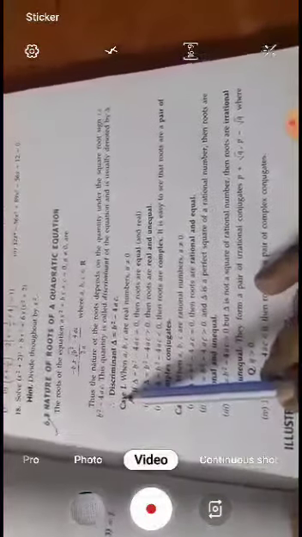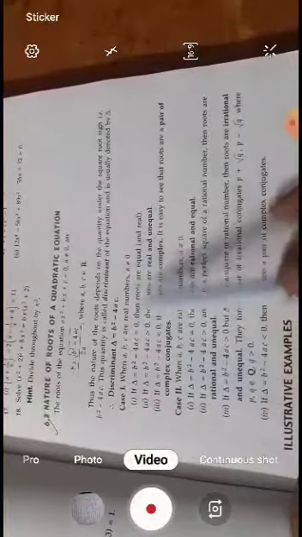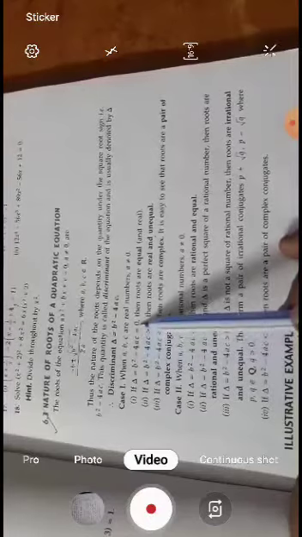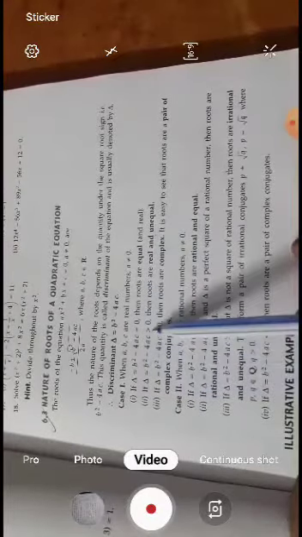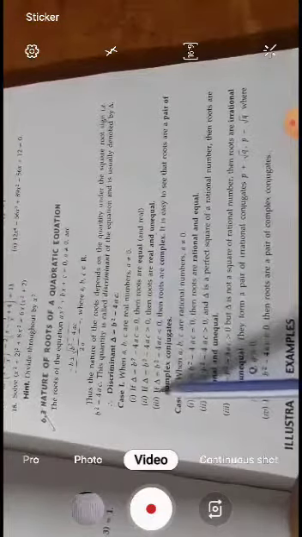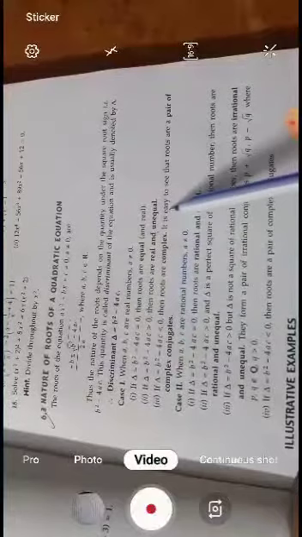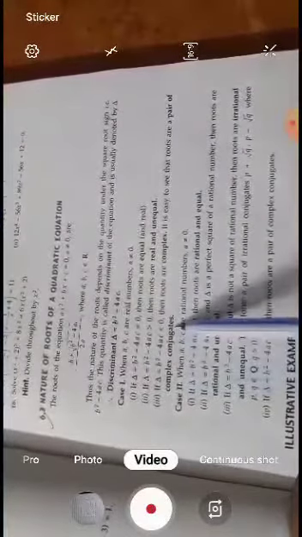First case: when a, b, c are real numbers, a not equal to 0. If delta, b² - 4ac, equals 0, then the roots are equal, meaning real. If delta, b² - 4ac, is greater than 0, the roots are real and unequal. If delta, b² - 4ac, is less than 0, then the roots are complex. It is easy to see that the roots are a pair of complex conjugates.